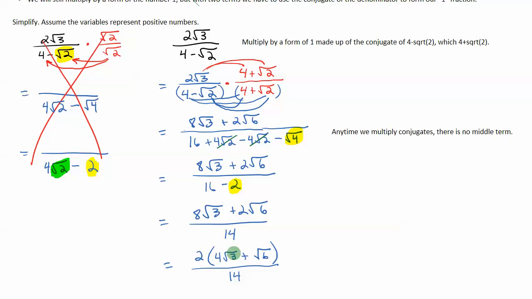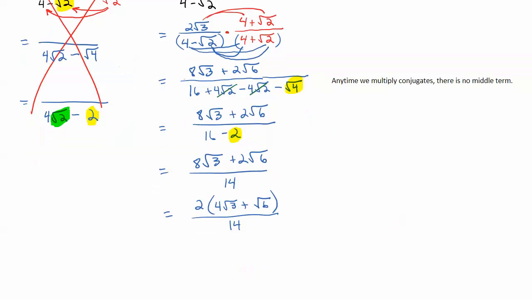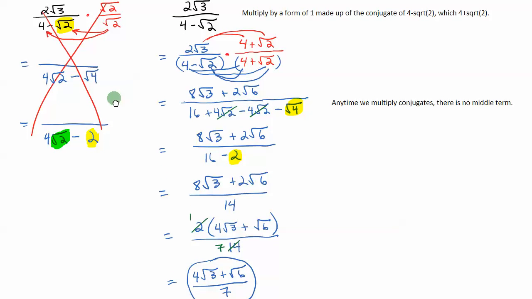Now I have 2 times something on top, so the 2 here can reduce with my 14. So this becomes 1, this becomes 7, and my final answer is 4 square root 3 plus square root 6 over 7. So this fraction is equivalent to the original fraction up there at the top, this 2 square root 3 over 4 minus square root 2, but there are no radicals in the bottom.